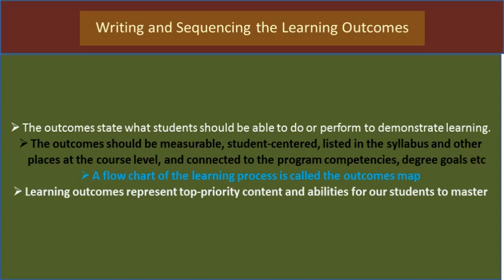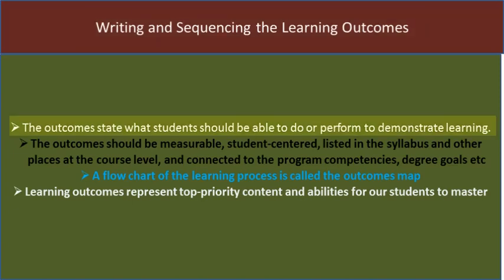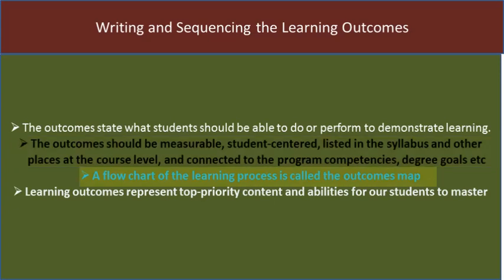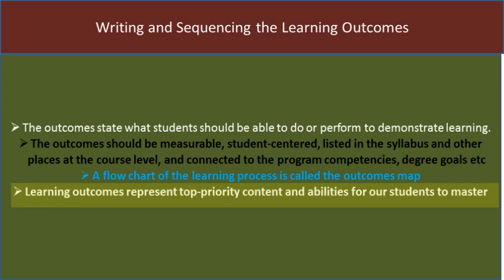Writing and sequencing the learning outcomes. The outcomes state what students should be able to do or perform to demonstrate learning. The outcomes should be measurable, student centered, listed in the syllabus and other places at the course level, and connected to the program competencies, degree goals, etc. A flowchart of the learning process is called the outcomes map. Learning outcomes represent top priority content and abilities for our students to master.